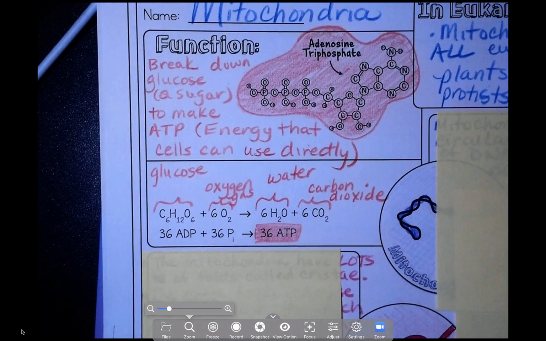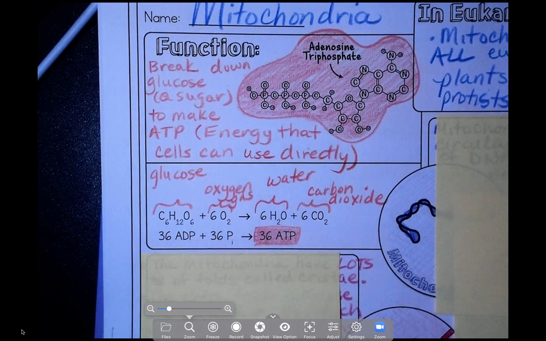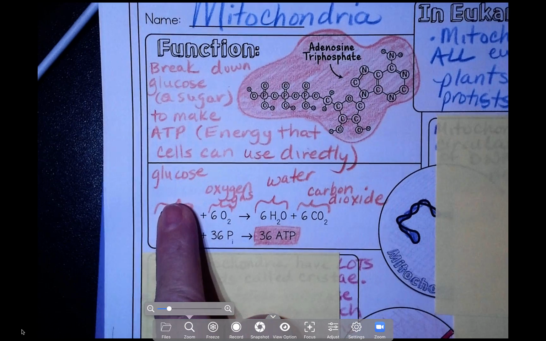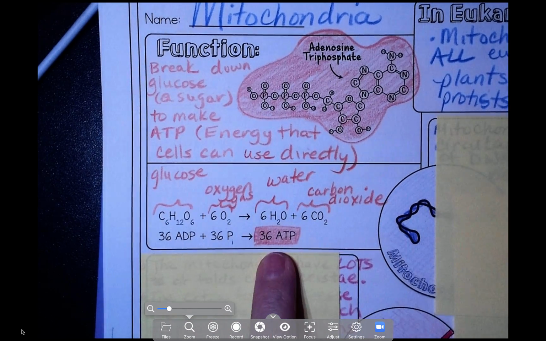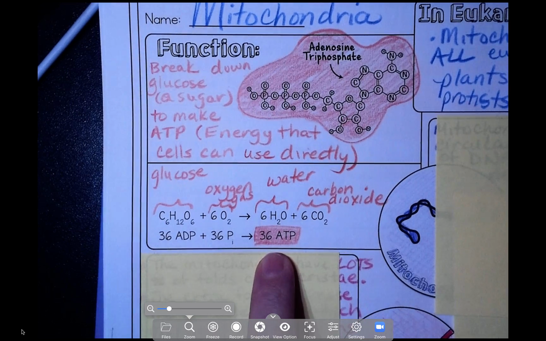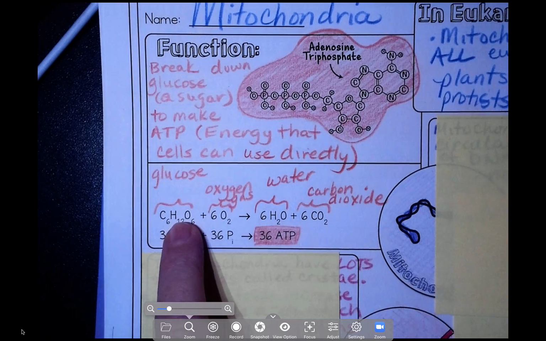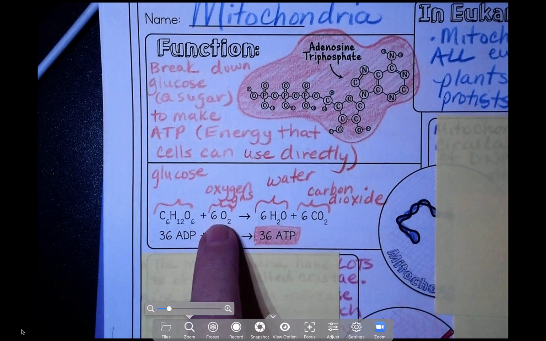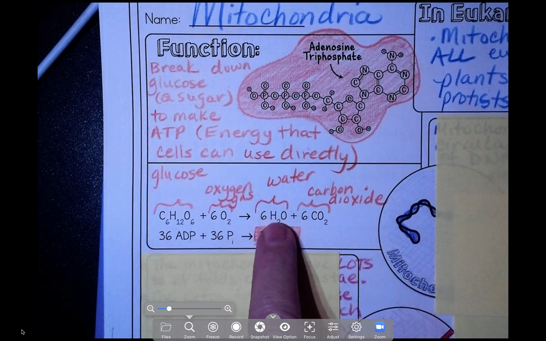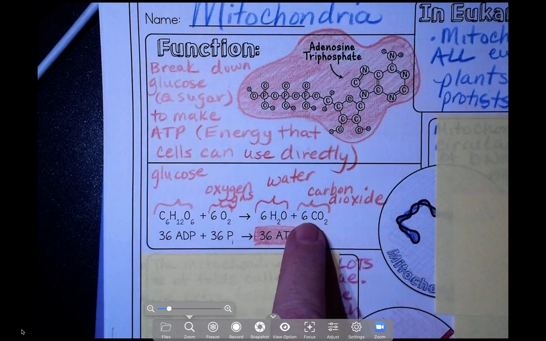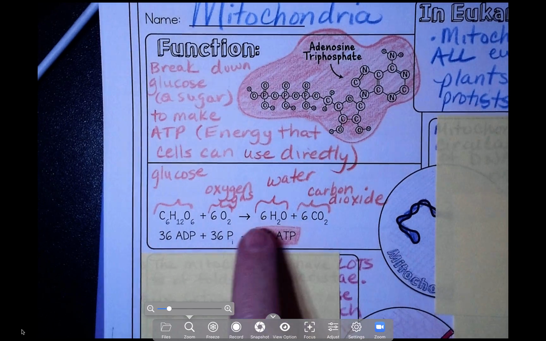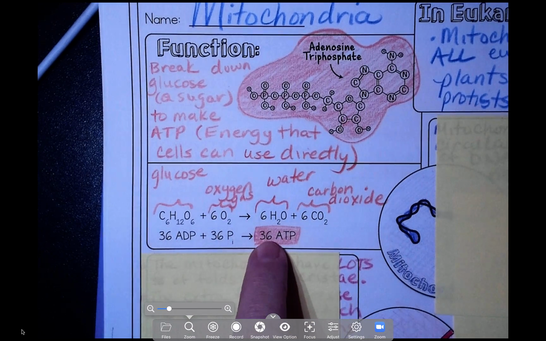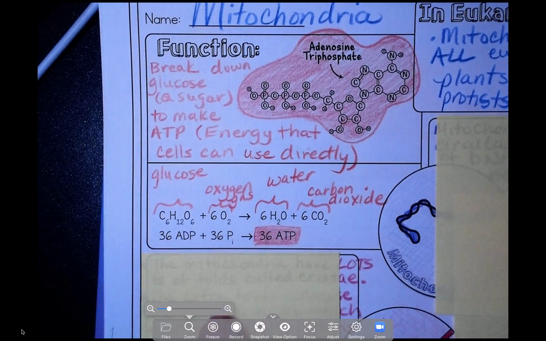Here's the chemical reaction that takes the glucose that plants make and turns it ultimately into 36 usable molecules of ATP. So our cells take the glucose plus the oxygen that we breathe in, and we produce water and carbon dioxide from this reaction. Then this further makes ATP, or energy, that the cells can use.